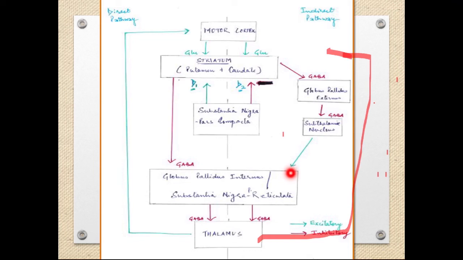If that balance gets deranged, if it gets more inhibitory or if it gets more stimulatory, there will be either hyper or hypo excitation of the movement. That's all about the connections of this basal ganglia pathway.